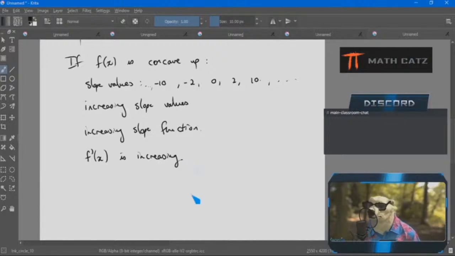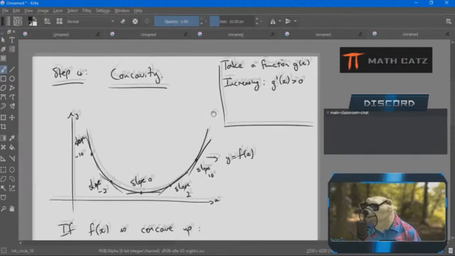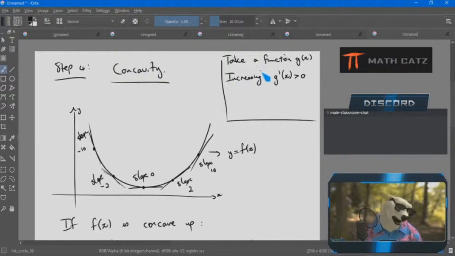So now, what does that mean? Remember up here our side note that if I have a function, I don't care where it comes from, if it's increasing, its derivative is greater than 0. Let's write the derivative like this.